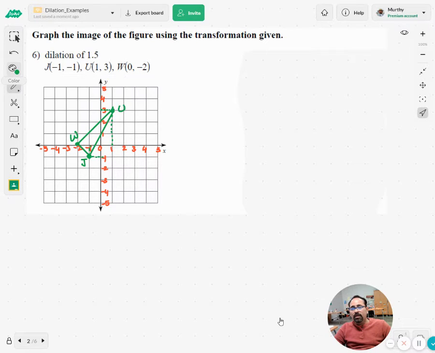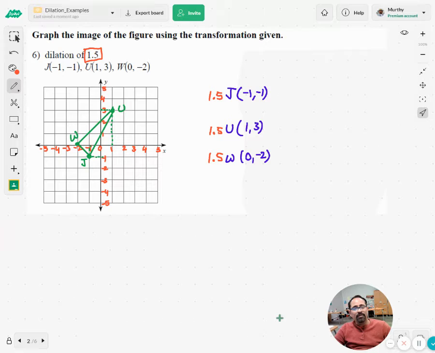Now let's write all these 3 points. J, -1, -1, U, 1, 3, and W, 0, -2. And I see that here the scale factor is 1.5. So you have to multiply each of these values with 1.5, the same as the previous example, in order to get J prime, U prime, and W prime.